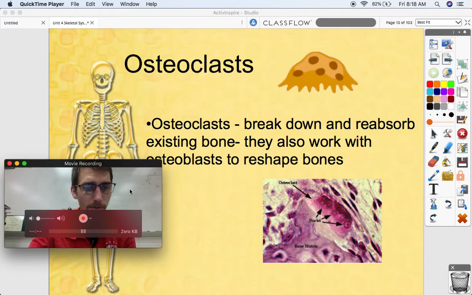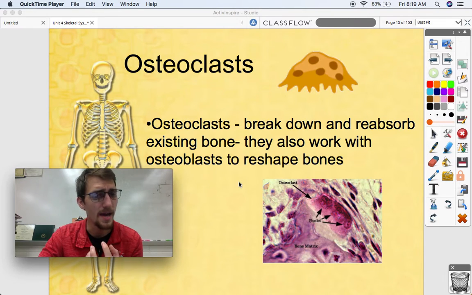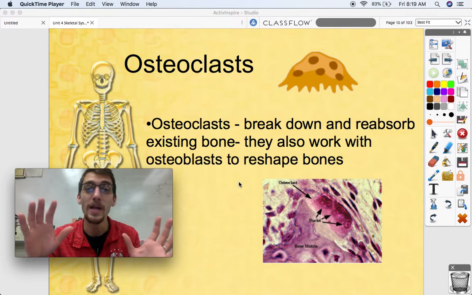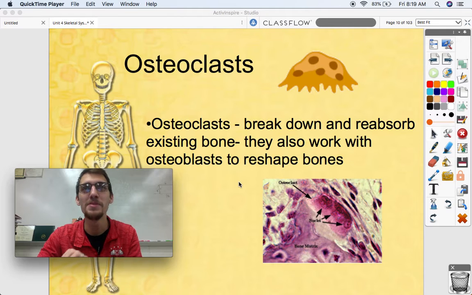So as I was saying, the counterpart of osteoblasts are the osteoclasts. Osteoclasts break down and reabsorb existing bone. They work with osteoblasts to reshape bones. So why would you ever want cells that break down your bones? Well, it's kind of like if you're remodeling a house, you need to do some demo in order to put in the new furniture and make a more open concept, right? I've watched HGTV before. I know what I'm talking about. You need to do some demolition before you replace all the old stuff with new stuff, right? So that's what osteoclasts are going to be doing.